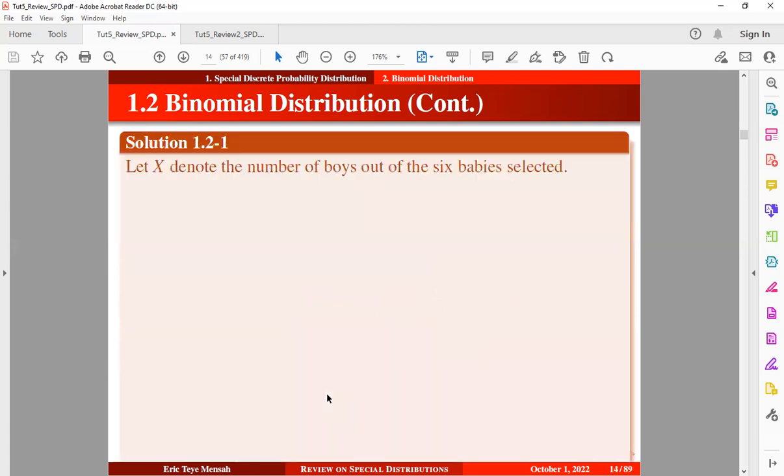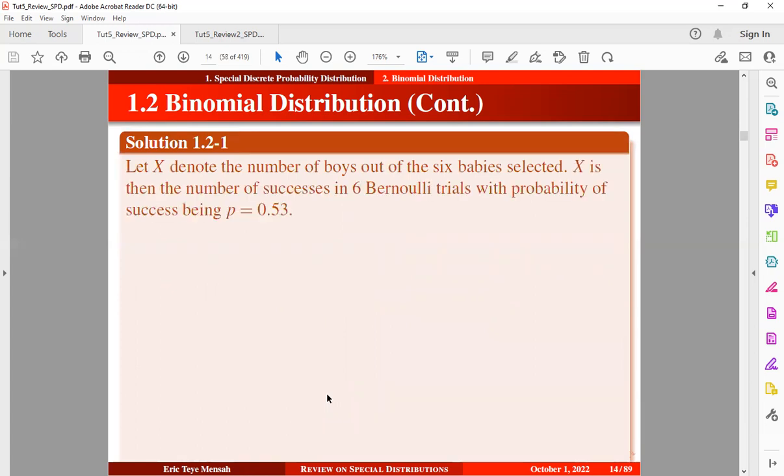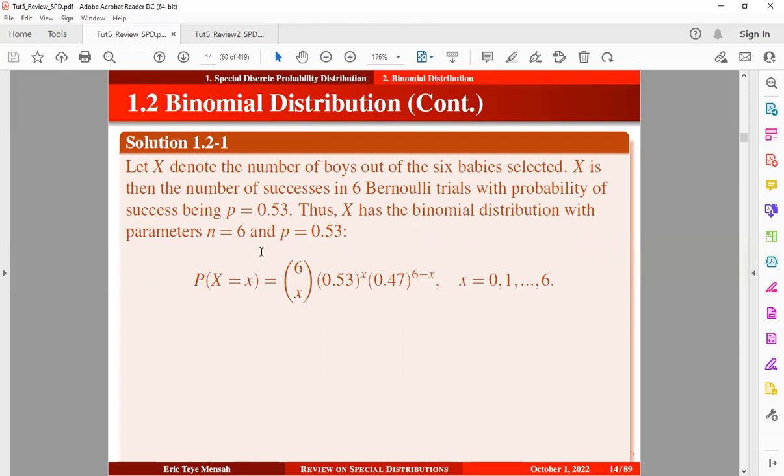Let X denote the number of boys out of the 6 babies selected. So X is the number of successes in 6 Bernoulli trials with probability of success P. This P basically means the probability of recording a male birth in the hospital. Thus, X has the binomial distribution with parameters n equal to 6 and P equal to 0.53. So we can define the distribution for this random variable in this form.